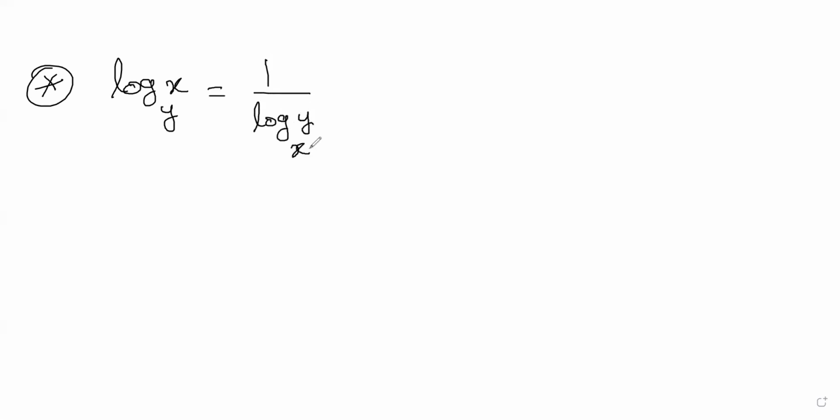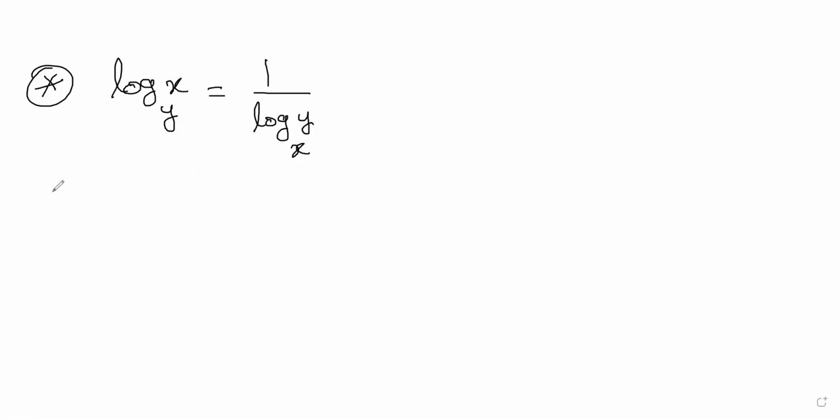Next one is log x to the base y is equal to 1 by log y to the base x. This is also a part of the chain rule. So these things you have to know. These are minute, very fine things in logarithms. Log x to the base y is 1 by log y to the base x. That is one thing. So how to deal with this?